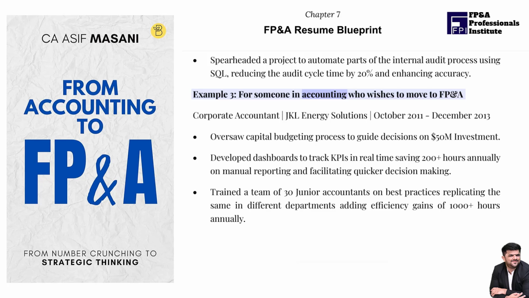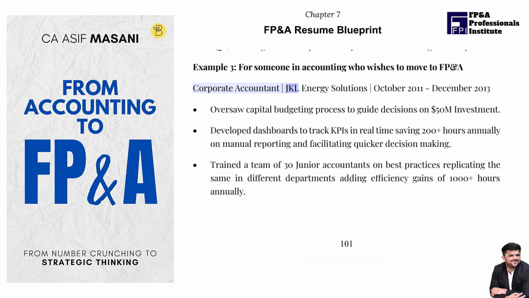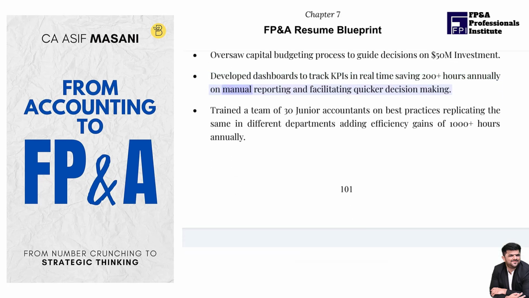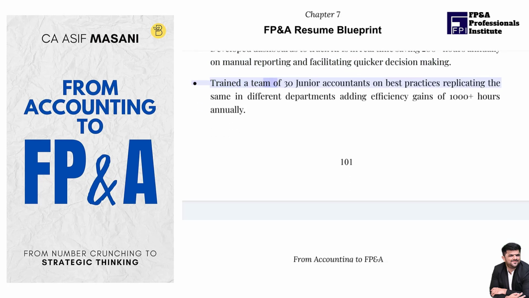Example 3. For someone in accounting who wishes to move to FP&A. Corporate Accountant, JKI Energy Solutions, October 2011 to December 2013. Oversaw capital budgeting process to guide decisions on a $50 million investment. Developed dashboards to track KPIs in real time, saving 200+ hours annually on manual reporting and facilitating quicker decision-making. Trained a team of 30 junior accountants on best practices, replicating the same in different departments, adding efficiency gains of 1,000+ hours annually.